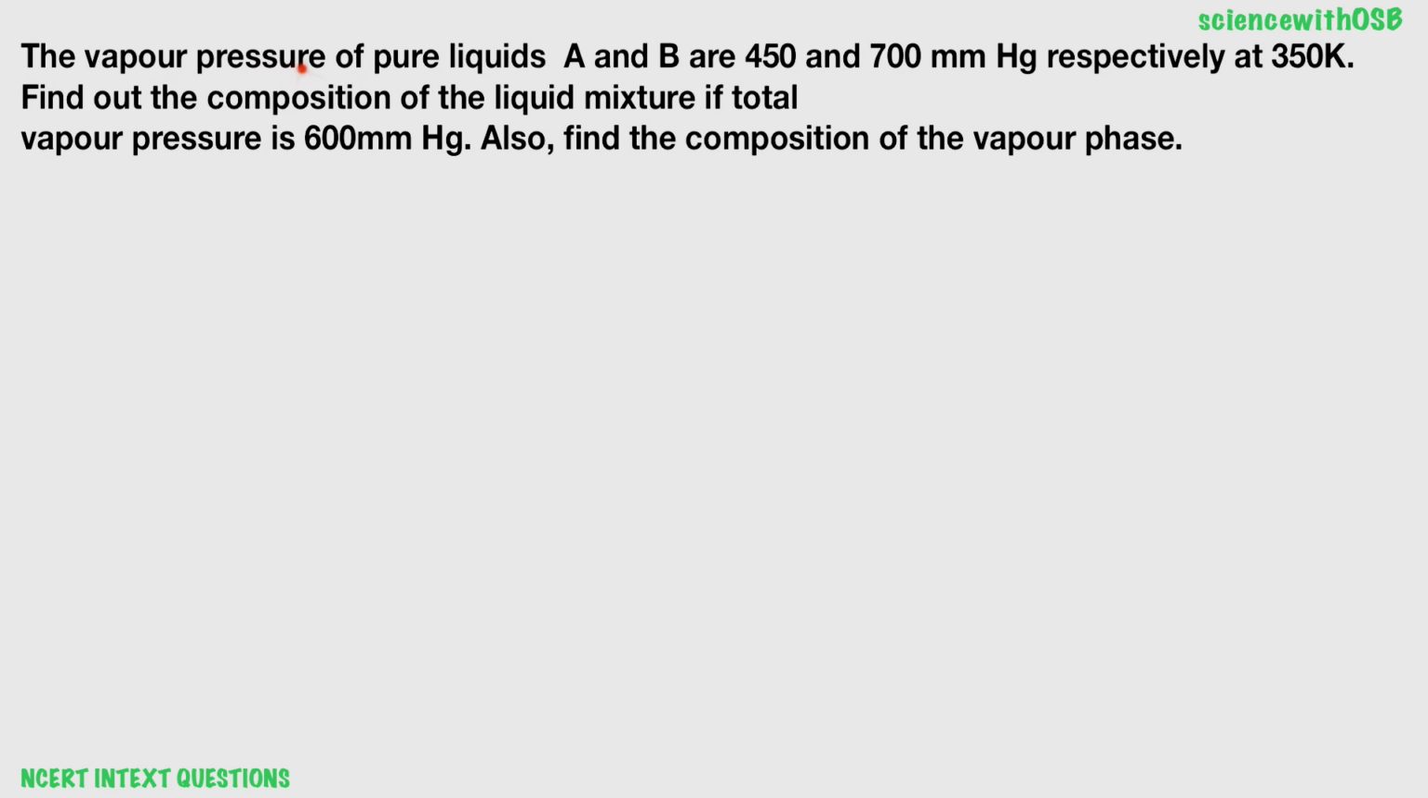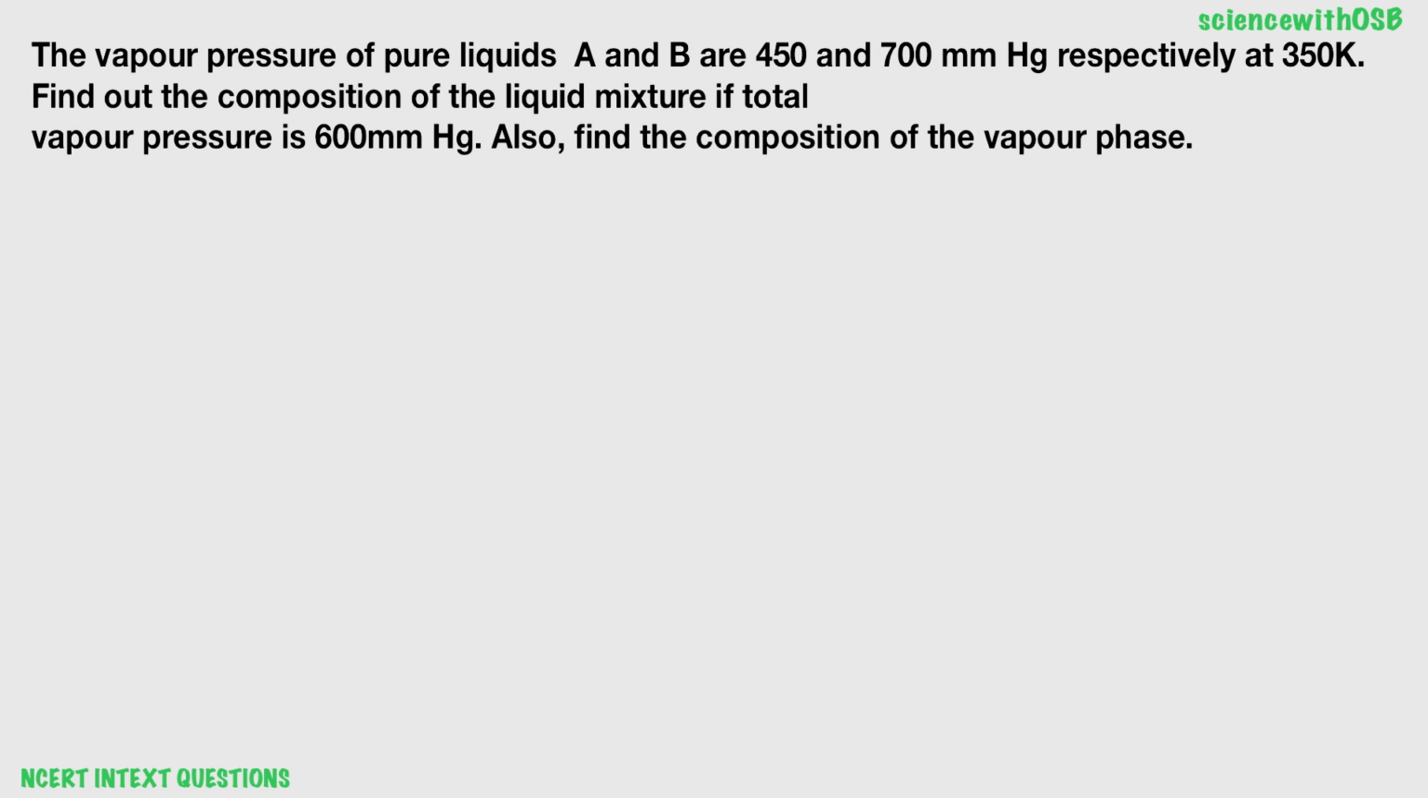The vapor pressure of pure liquid A and B are 450 and 700 mm mercury respectively at 350 Kelvin. Find out the composition of the liquid mixture if total vapor pressure is 600 mm mercury. Also, find the composition of the vapor phase.